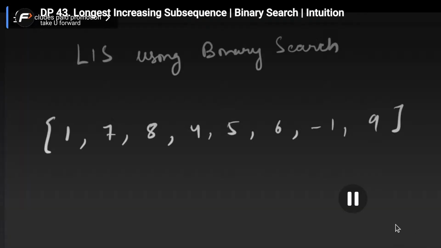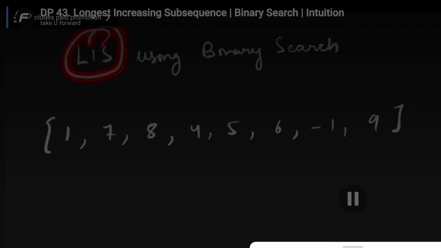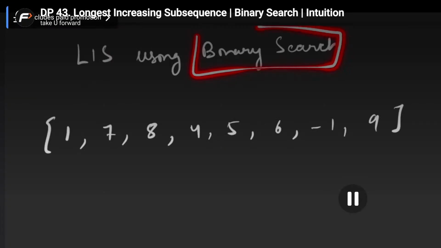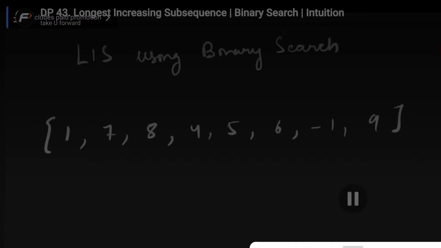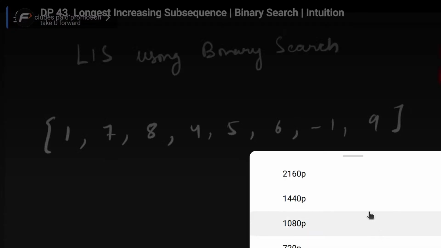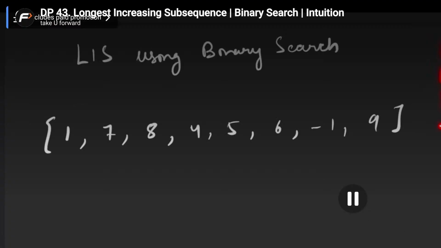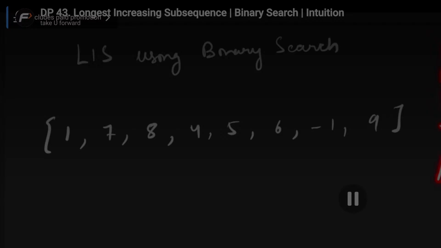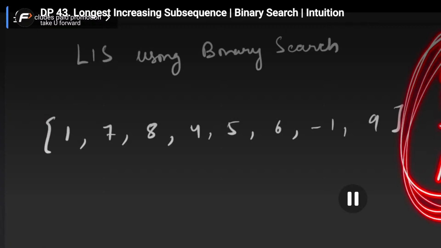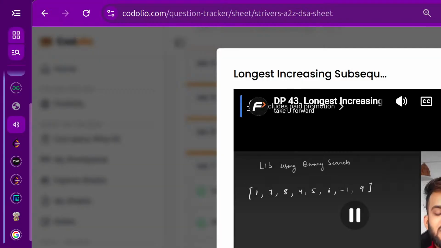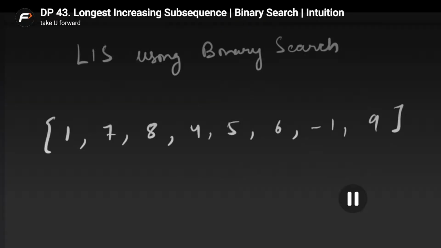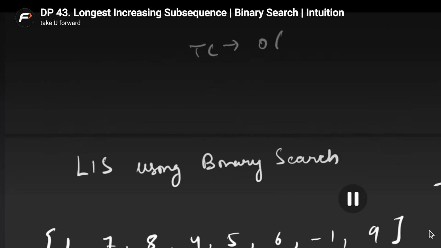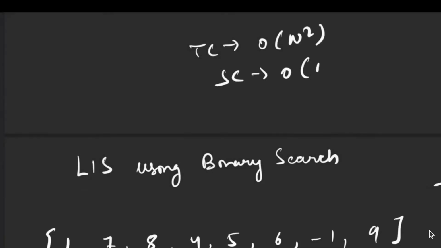Hey everyone, welcome back to Take You Forward. So today we will be solving the problem longest increasing subsequence using binary search. In the previous two videos we have solved using recursion, memoization, space optimization, tabulation and an algorithmic approach. These approaches have been covered in the previous couple of videos, but we did see that the constraint was n equal to 10 to the power 5 and the best we could do was a time complexity of big O of n square and a space complexity of big O of n. This was the best that we had done till now.